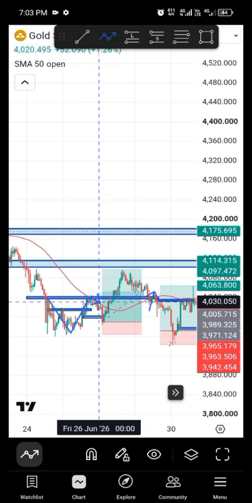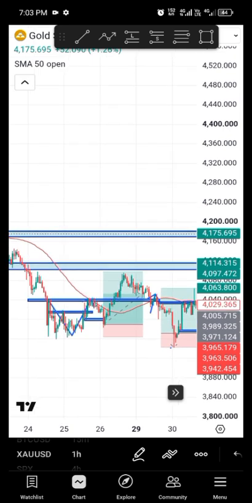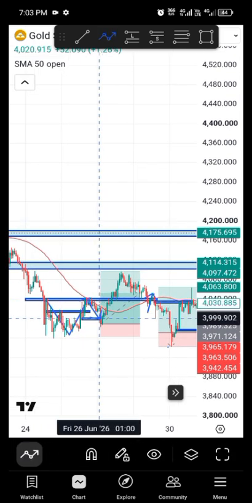So immediately price reached this point, what did it do? It bounced back. As you can see, it bounced back and still went up.